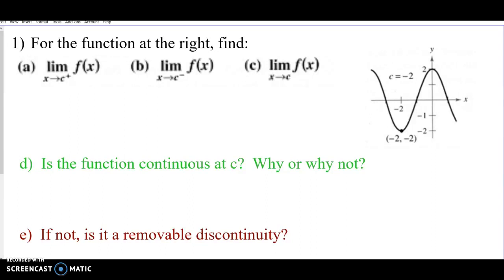Okay, so let's practice a little bit. It says for the function at the right, find the limit of f of x as x approaches c from the right, as x approaches c from the left, and as x approaches c. And then let's have you answer questions D and E as well, and then we'll check our answers. Go ahead and put me on pause.